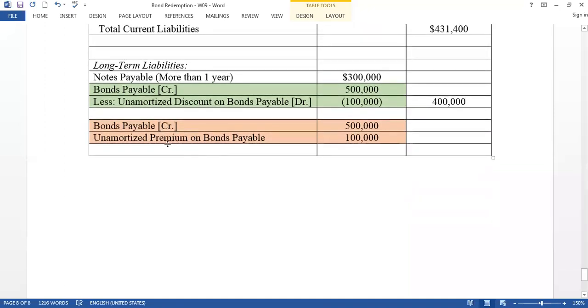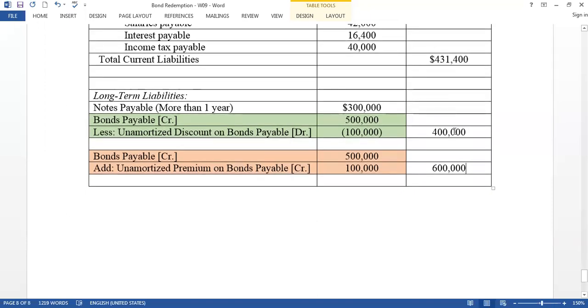Okay. Now, if we have an unamortized premium on bonds, bonds payable normal balance is credit, and what is the normal balance of unamortized bond premium? It is also credit. Okay, credit and credit, plus. So add $100,000. Now it is $600,000. Clear? So this $400,000 and this $600,000 is the carrying value.